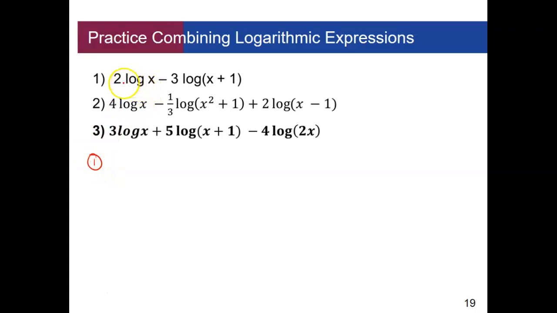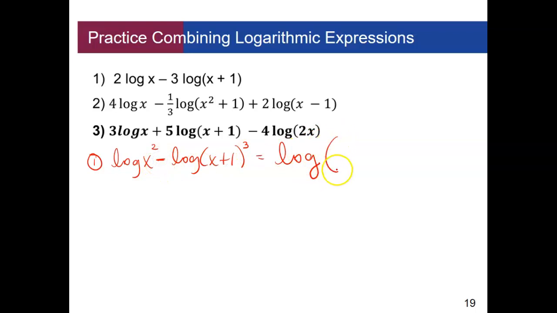Okay, the first one here, we want to bring each number in front up, so we're going to have log x squared minus log x plus 1 to the 3rd power. Combining it into a single logarithm, we're going to write log one time, and this is subtracted, so the positive term is going to go in the numerator, the negative one is going to go in the denominator. Okay, and so this would be our expression for that one.